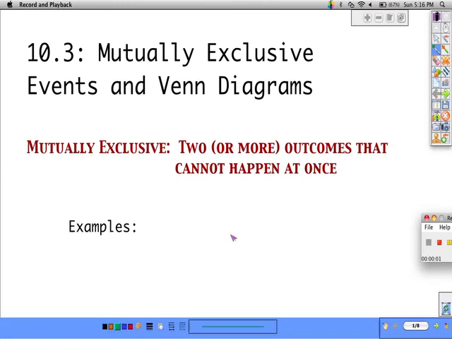Now we'll look at a concept called mutually exclusive events and also how to use Venn diagrams to help us with some of these problems. The definition of being mutually exclusive are events that cannot happen at once.